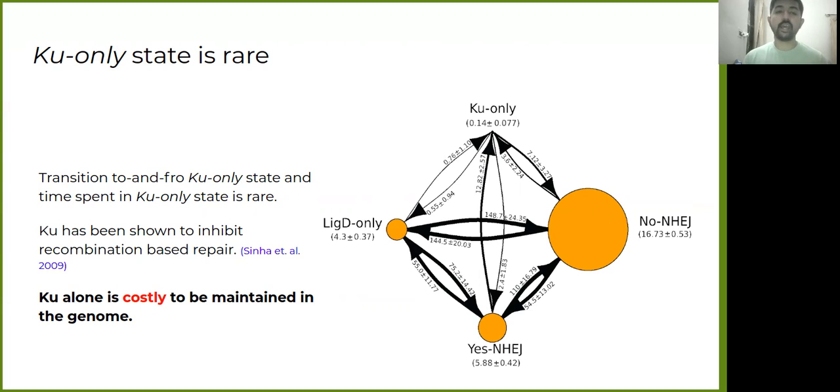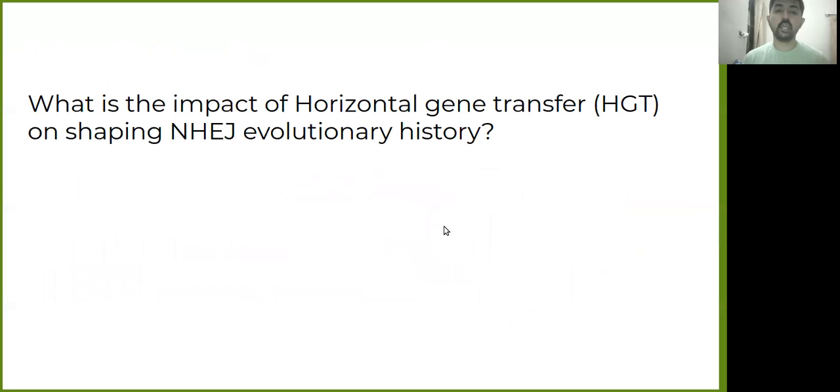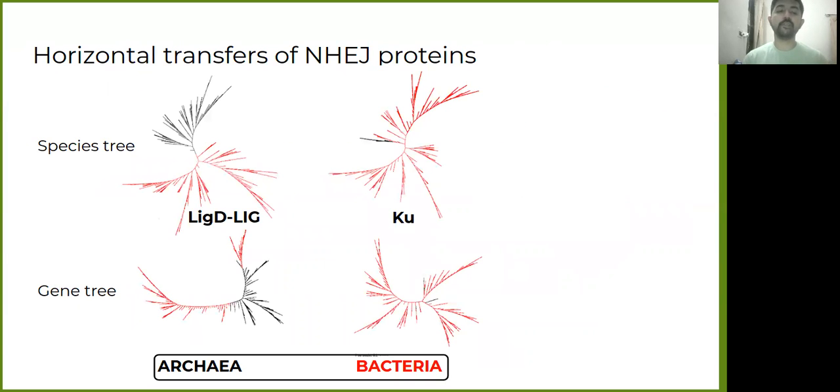Now, having looked at the vertical component, we looked at the horizontal gene transfer component. On this phylogeny, this arrow would represent one such horizontal event. We tried to ask what impact HGT, or horizontal gene transfer, could have on shaping NHEJ's evolutionary history. For that, we compared the species tree and gene tree for ligase D and Q, and for this analysis, we also included archaea. What we find is that there is a high incongruence between these two tree pairs, which suggests that horizontal gene transfers could have contributed to NHEJ evolution.